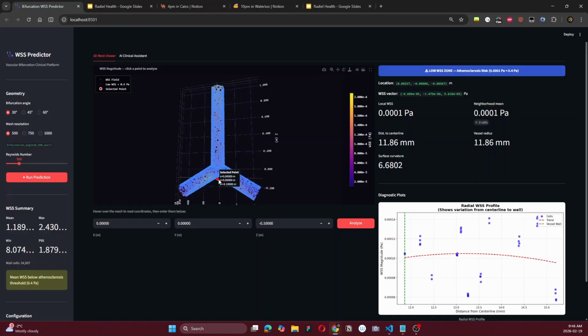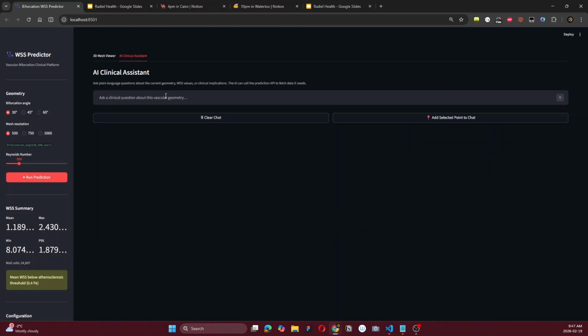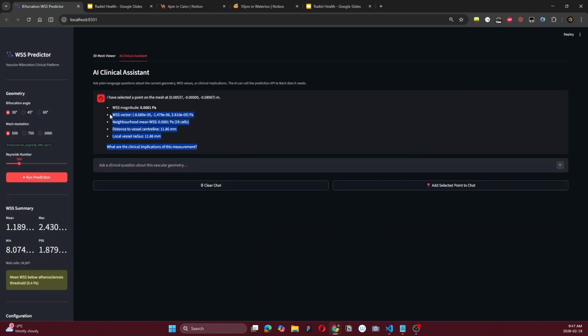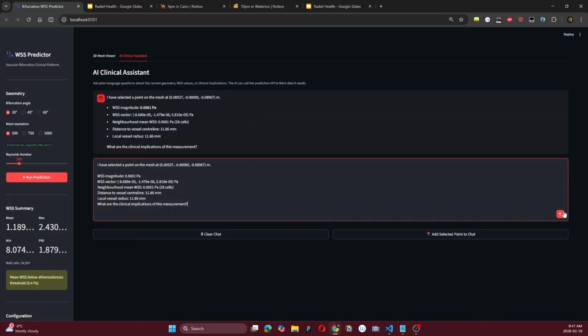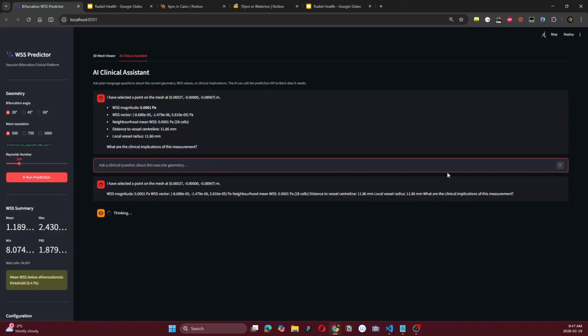And one thing I wanted to tinker around with was whether we can use LLMs here too. So let's add our selected point to the chat. I'm using Claude here. And I think it'd be really cool if clinicians can talk to their patient's vascular structures and see how the blood flows through it, and potentially make more data-driven decisions from that. It's thinking a little bit, but that's the main idea of the whole platform.